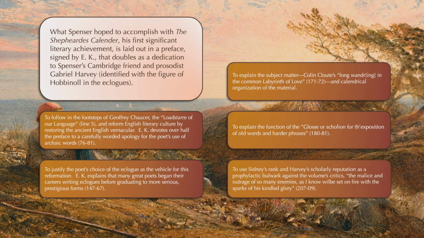And then finally, to use Sidney's rank, as he did on the title page, and Harvey's scholarly reputation as a prophylactic bulwark against the volume's anticipated critics. Quoting the preface here, "the malice and outrage of so many enemies, as I know, will be set on fire with the sparks of his," that is Spenser's, "kindled glory." And that's right near the conclusion of the preface.